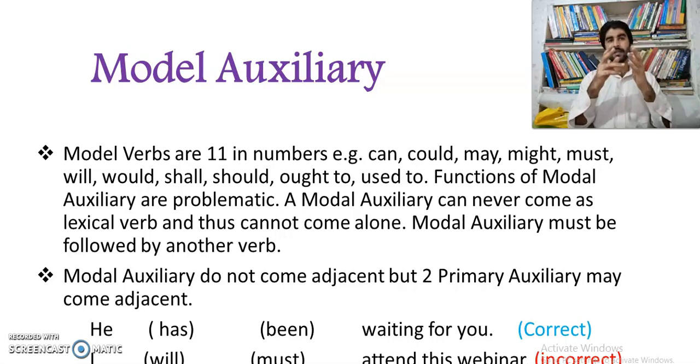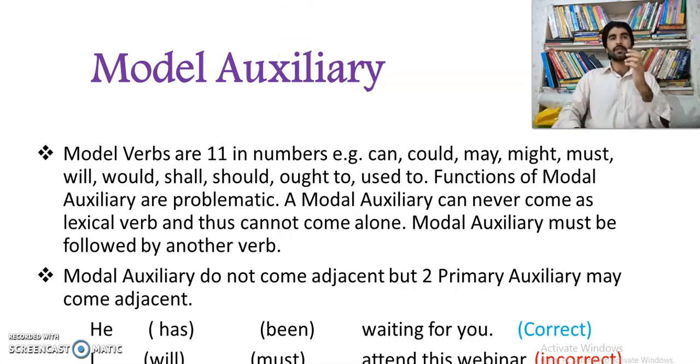As over here, I must attend this webinar. I have listened to this many times from the students. Mistakenly they spoke like this, but it's a mistake. It's a grammatical mistake that you should remember. Modal verbs do not come in adjacent forms. They always come with a lexical verb singly. Okay, this is the difference between the primary auxiliary verb and the modal auxiliary verb.